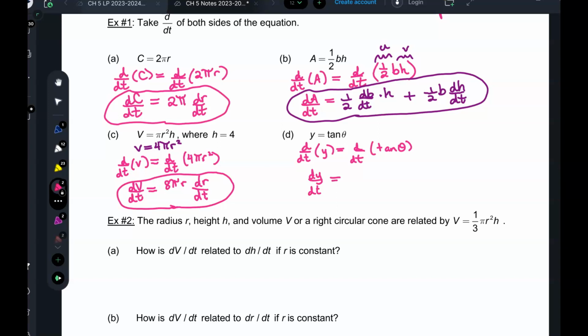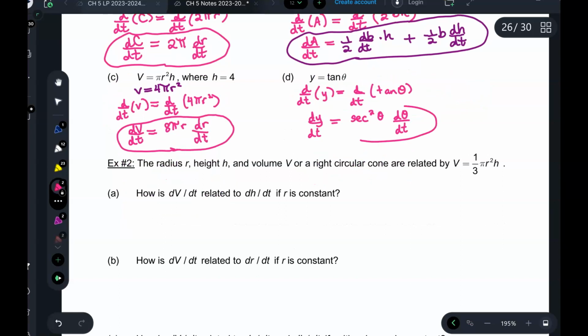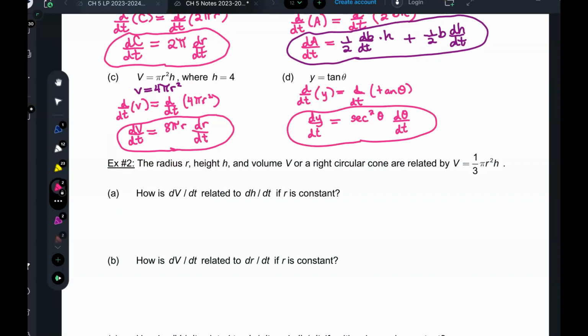On the right side, secant squared of theta times d theta dt. Isn't it tan theta, secant squared of theta? Yeah, that's secant squared. Okay.